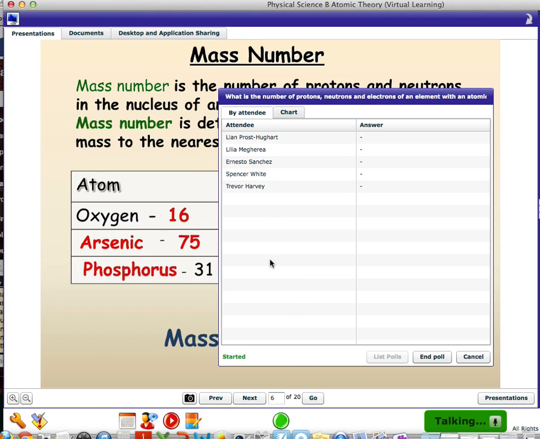Okay, so I just sent out a poll. So if I had an element that had an atomic number of 6 and a mass number of 18, what are the protons, neutrons, and electrons in that particular element? So choose your answer.